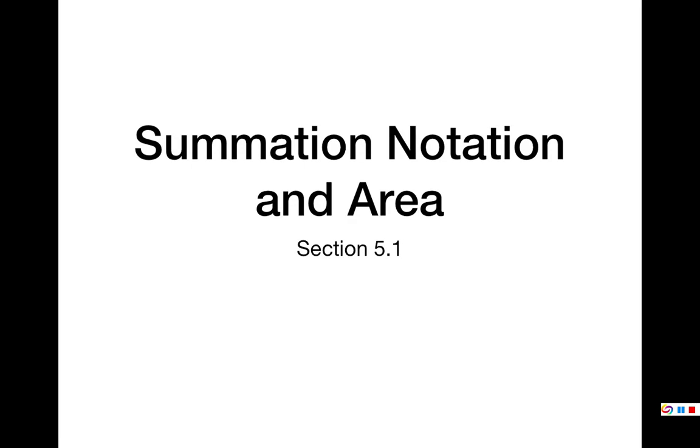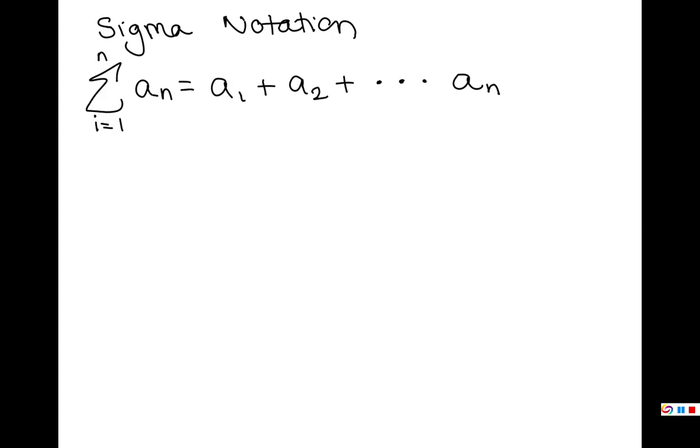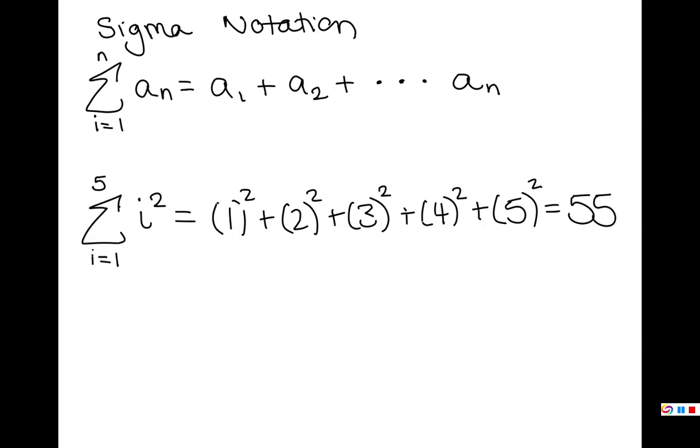In section 5.1, we're going to be talking about area and summation notation, and we'll eventually connect these ideas back to our antiderivatives, which we talked about in that last section. So I'm going to start by giving you summation or sigma notation, which is really just a compact way of describing sums. We use the Greek letter sigma to indicate a sum, and that's kind of a generic sigma notation, but let's take a look at a specific example.